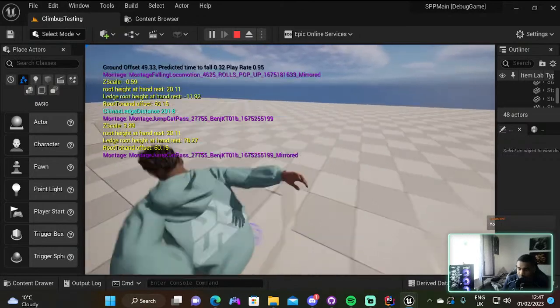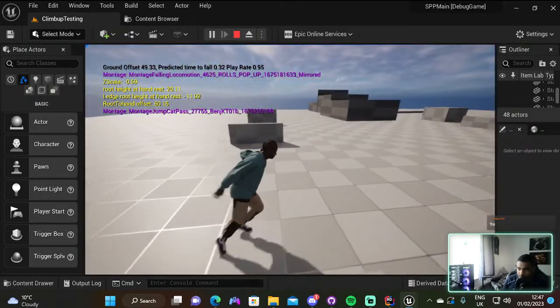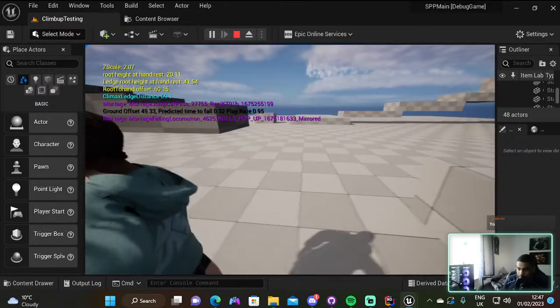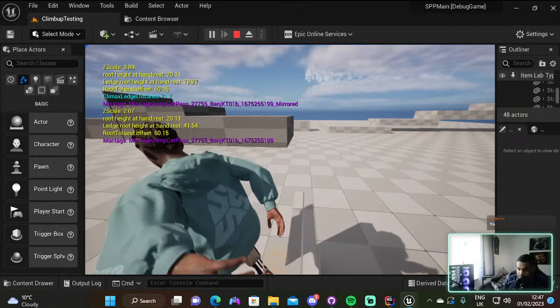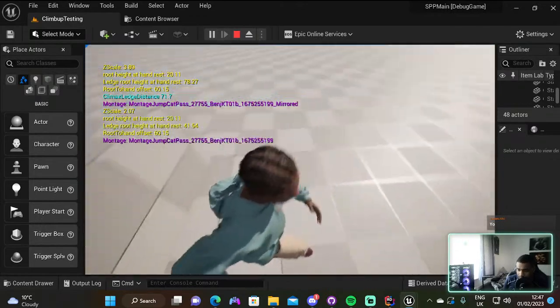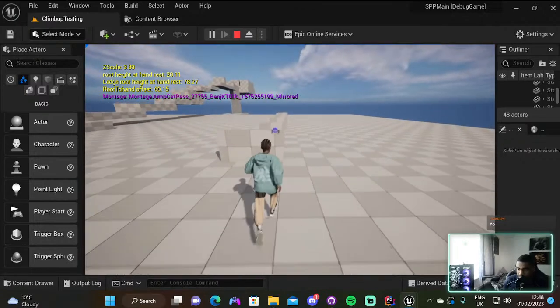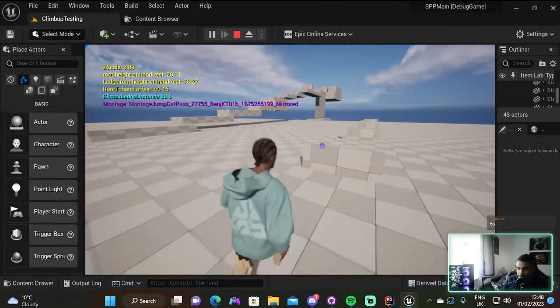Now, a couple of reasons why this doesn't work. This wall is a bit lower, so there it passes over perfectly. Obviously the issue is the character's flying because they're not on the floor, because we stopped the scale.